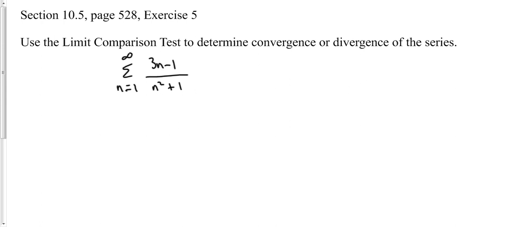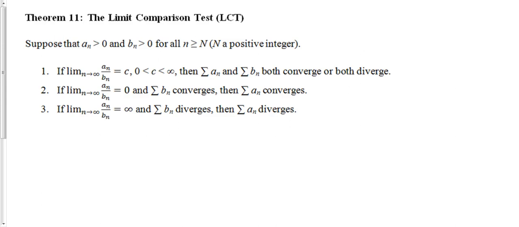Let's begin by reviewing the limit comparison test, which says, suppose that a_n is greater than 0 and b_n is greater than 0 for all n greater than or equal to capital N, where capital N is a positive integer. If the limit as n goes to infinity of a_n over b_n is equal to c, some constant between 0 and infinity, then the series for a_n and the series for b_n both converge or both diverge.